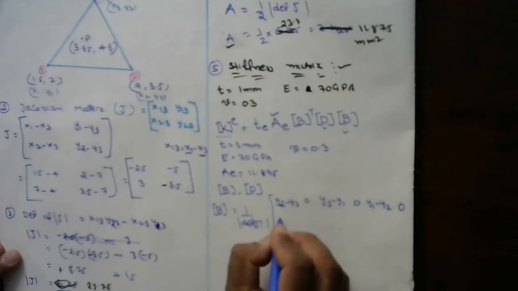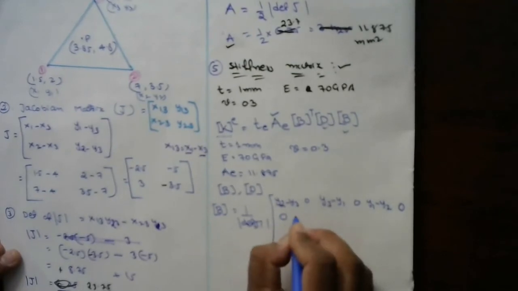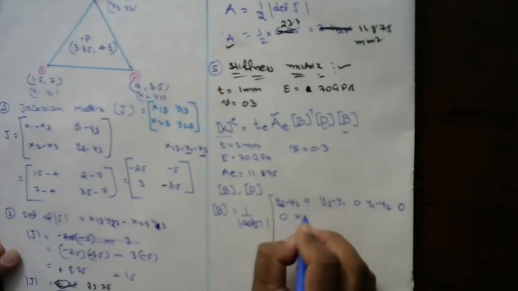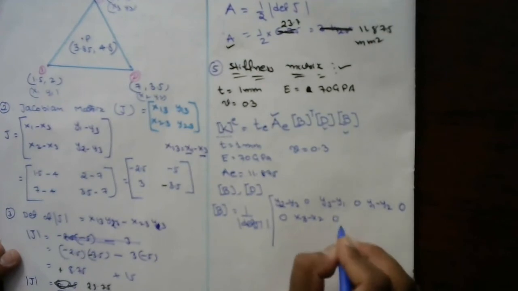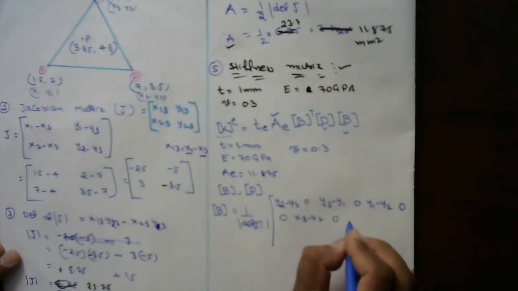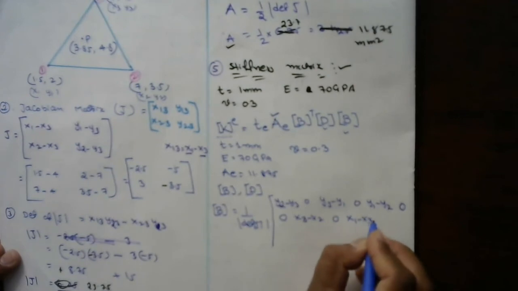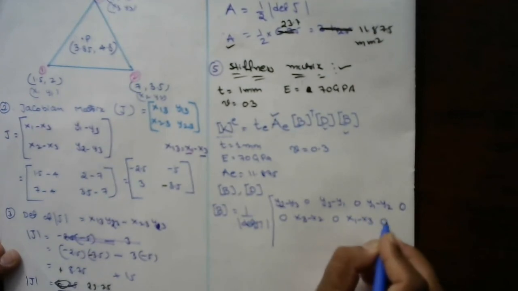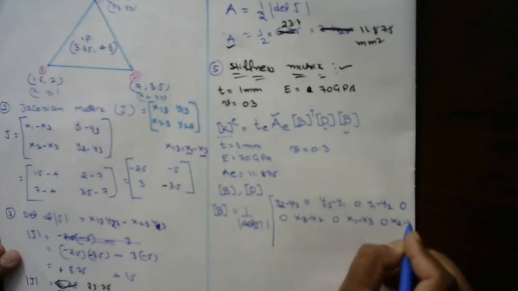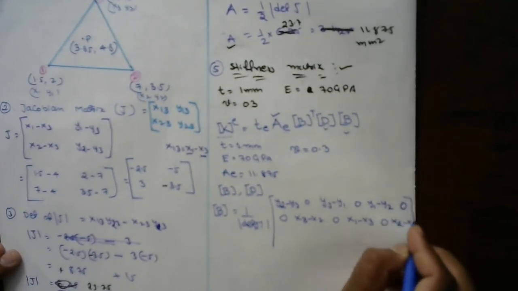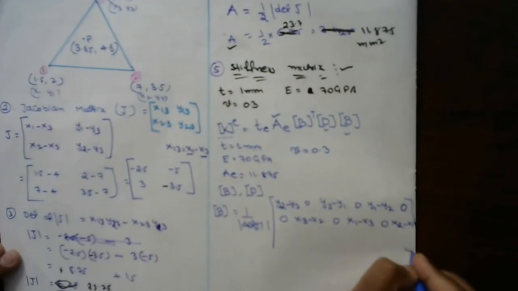And the second row can be written as 0, and the next element x32, that is nothing but x3 minus x2. And the next element would be 0. And the next element x13, that is x1 minus x3. And the next element would be 0. And the last element would be x21, that is x2 minus x1. So this is the second row, 2 rows I have completed.